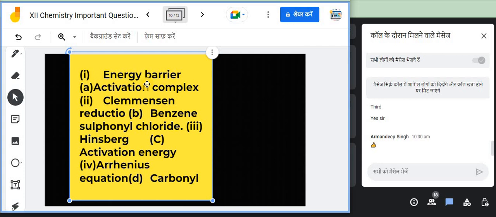Aldehyde or ketone to alkane? Absolutely right answer. So can I get any similar type of reaction which converts aldehyde to alkane? Any other similar type of reaction which converts aldehyde to alkane? There are two reactions.